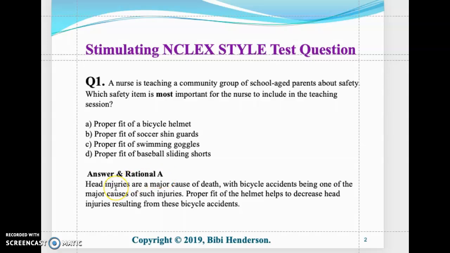So the rationale for this question, proper fit of a bicycle helmet is important. Head injuries are a major cause of death, with bicycle accidents being one of the major causes of such injuries. So proper fit of a helmet helps to decrease head injuries resulting from these accidents. So A as in alpha is the correct answer for that question.